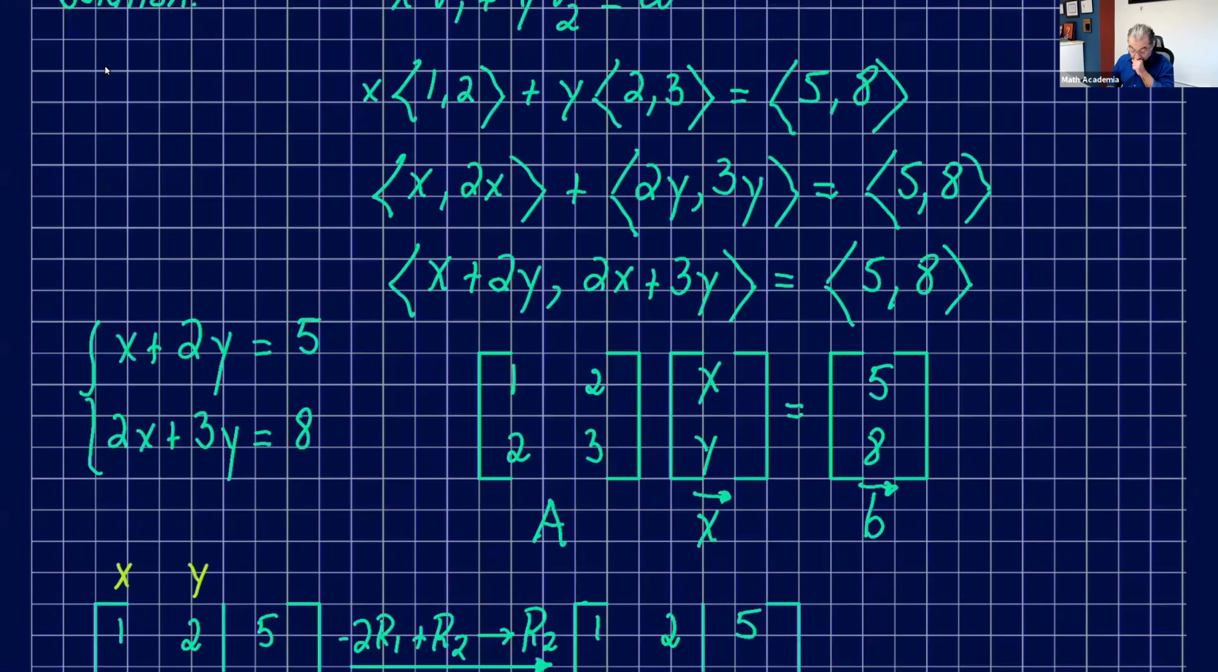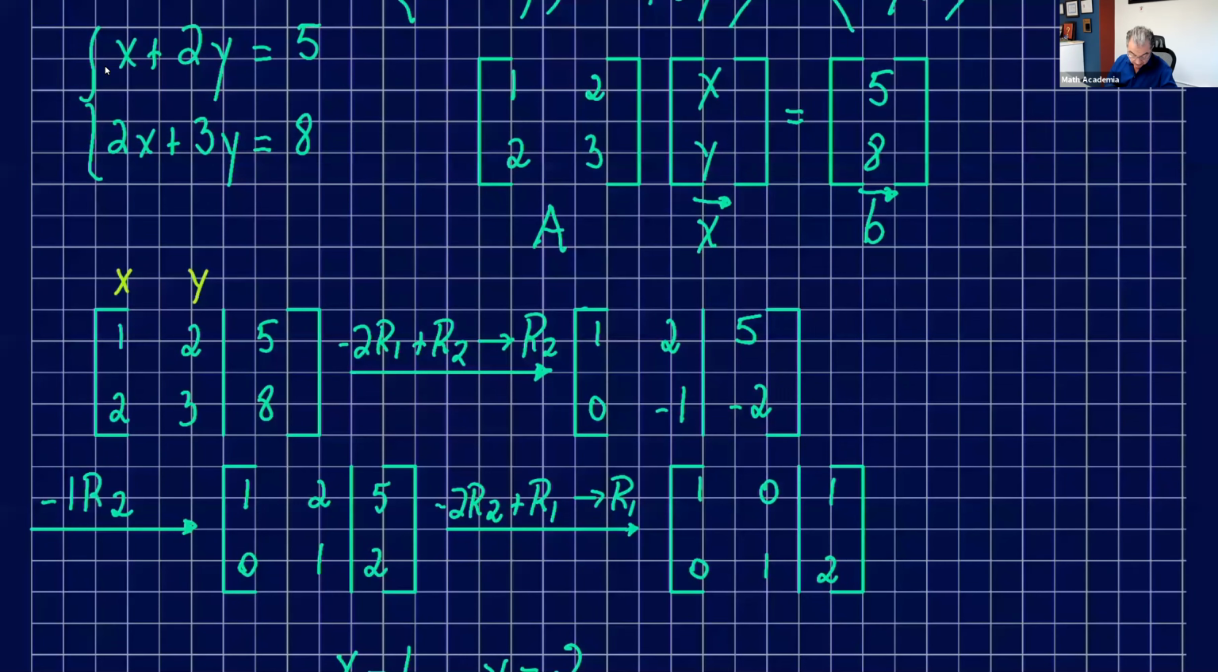Put the components equal to each other. So x plus 2y equals 5, and 2x plus 3y equals 8. And we see this is a system. So that's why we have been solving all those systems, and we're going to change them to vectors. So if you want to write the system, that means again, you write the matrix. This is the coefficient matrix. This is the matrix of the variables, and that's the constant matrix. So the equation is basically Ax equals b.